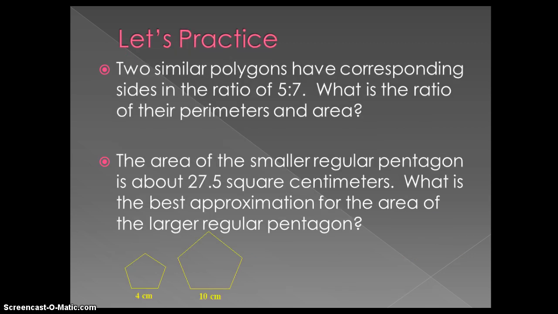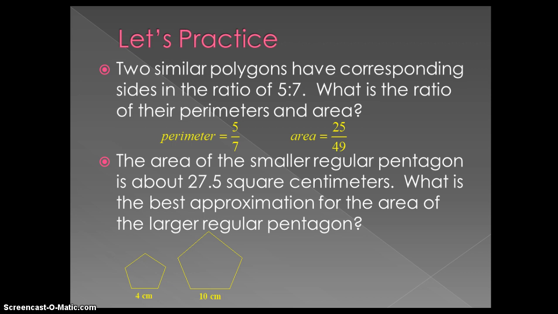Let's actually put this into use now. We have two similar polygons that have corresponding sides in the ratio of 5 to 7. What is the ratio of their perimeter and area? Well, if their scale factor is 5 to 7, the ratio of the perimeter is also 5 to 7. The ratio of their areas is 5 squared, or 25, to 7 squared, 49. So the ratio of their areas is 25 to 49.